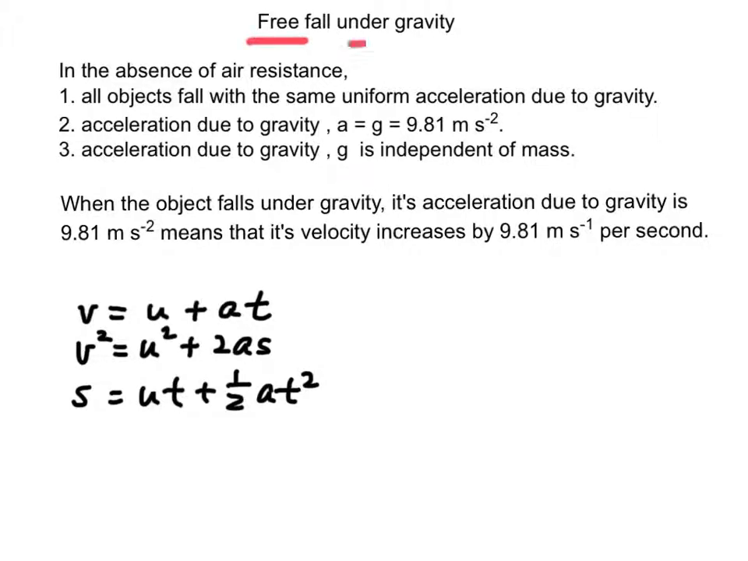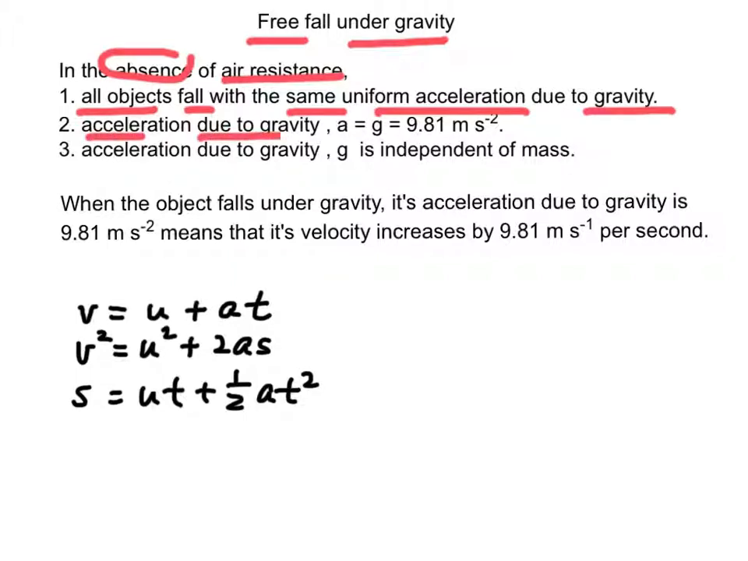Free fall under gravity in the absence of air resistance. All objects fall with the same uniform acceleration due to gravity. The acceleration due to gravity, a, is written as g, which is equal to 9.81 meters per second squared. Notice that the acceleration due to gravity, g, is independent of the mass.